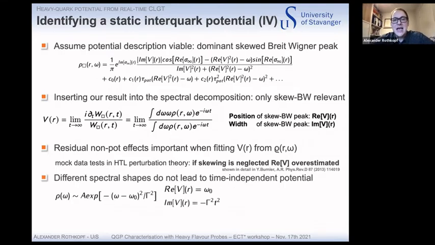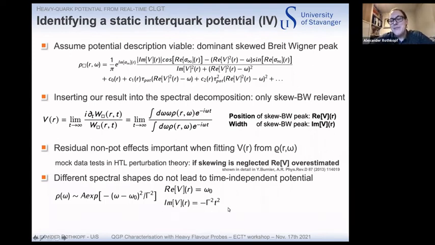The other thing is that we've tried also to look for different shapes. And one shape that immediately comes to mind is what happens if I use a Gaussian to fit, for example, my spectral function. While the Gaussian fit ansatz will still lead to a real part of the potential that is somehow centered around the maximum of that peak.